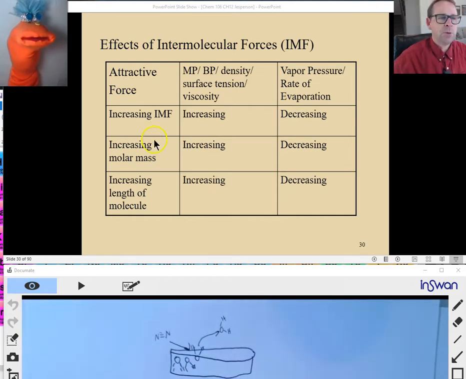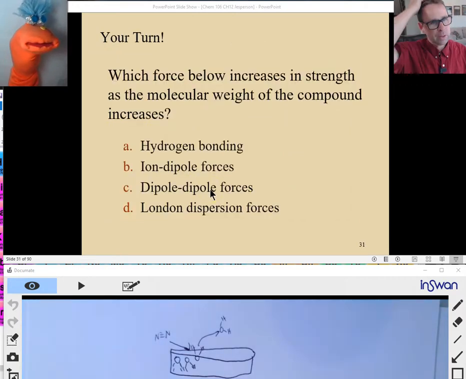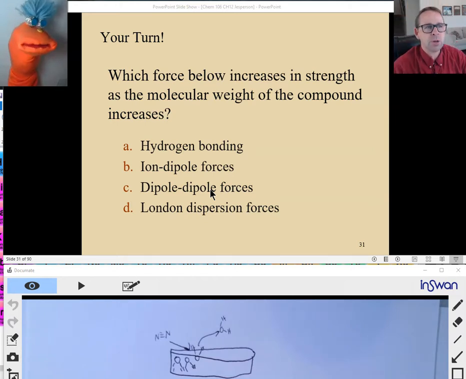Okay? If you increase the molar mass of a compound, then that will increase the melting point. It'll decrease the rate of evaporation, stronger intermolecular forces, right? The length of the molecule, same thing. Increases the intermolecular forces. All right. Which forces below increase in strength as the molecular weight of the compound increases? Well, I guess the dispersion forces is the one, right?